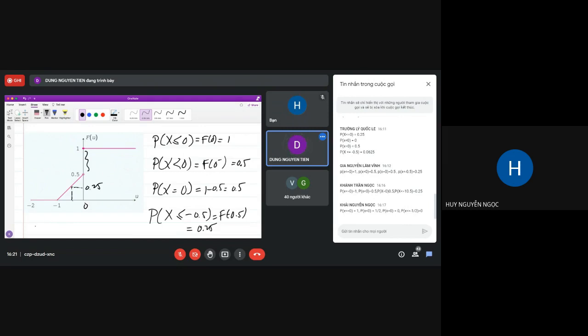Understand? If you want to find the probability that x is equal to minus 0.5, then it is simply 0, because the function is continuous at this point. So you have no jump, which means the jump is 0. Okay, is there a question so far?